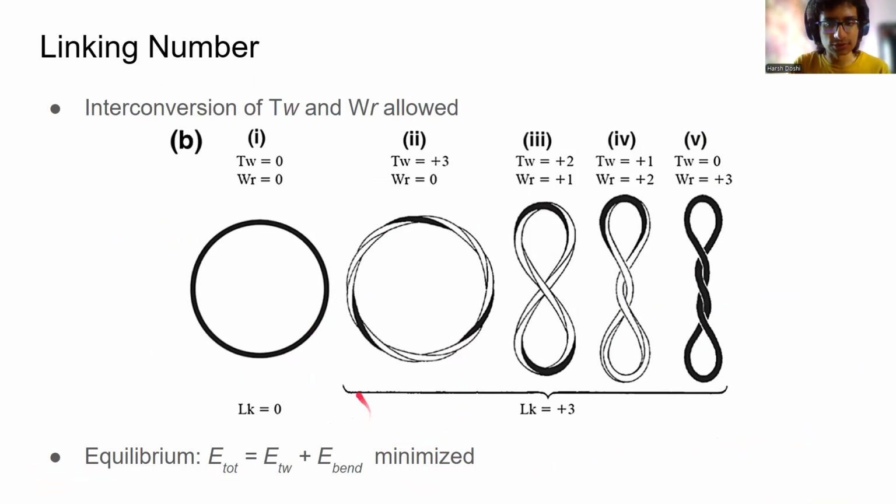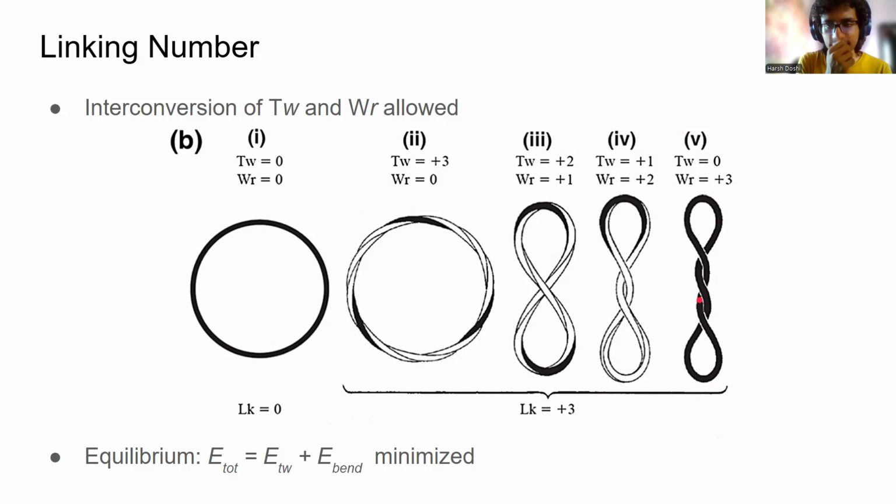This diagram again shows how the twist and writhe can interconvert between one another. So here in this diagram, there's a total twist of +3 in a rubber tube that is taken, and this can get converted to different forms, different values of twist and writhe, until eventually all the twist is converted to +3 writhe.